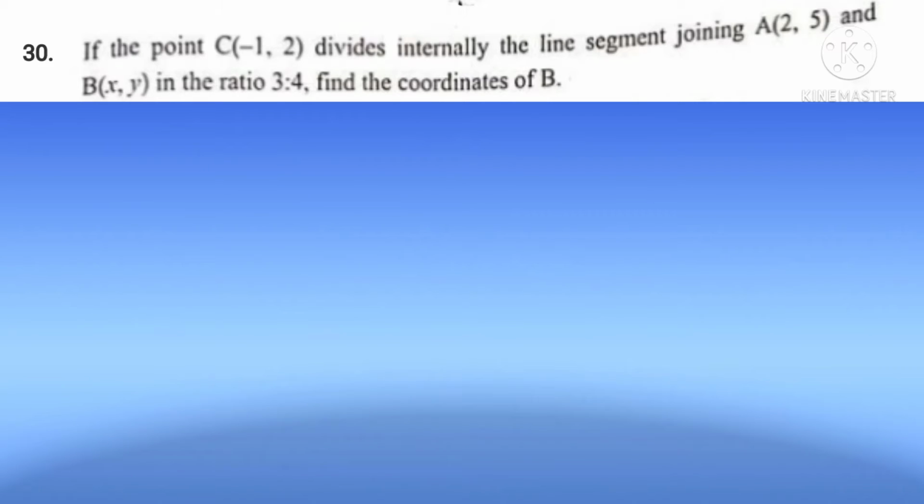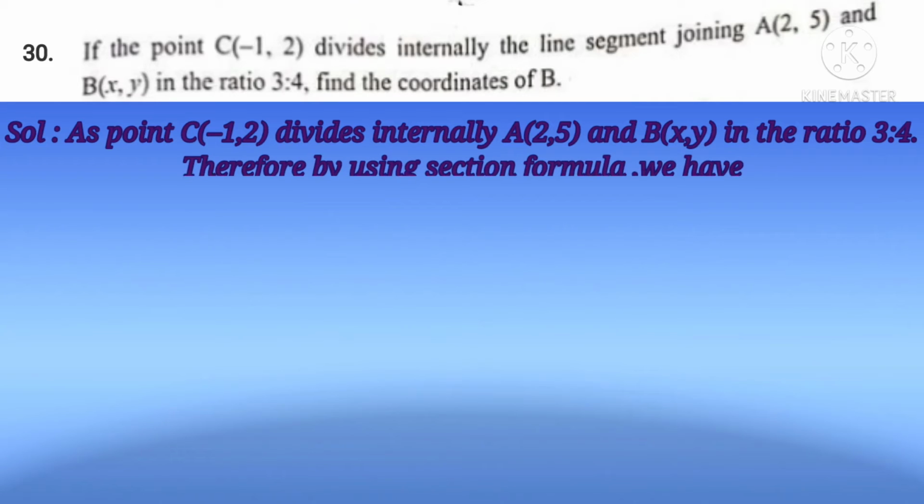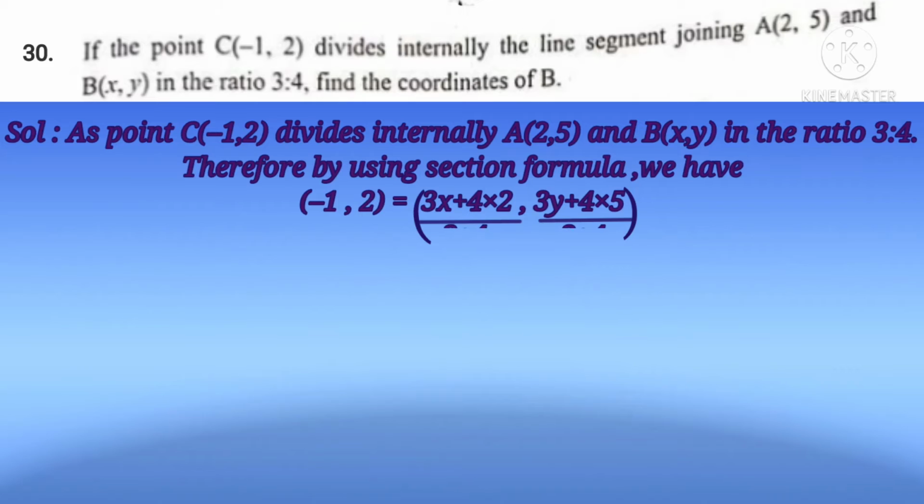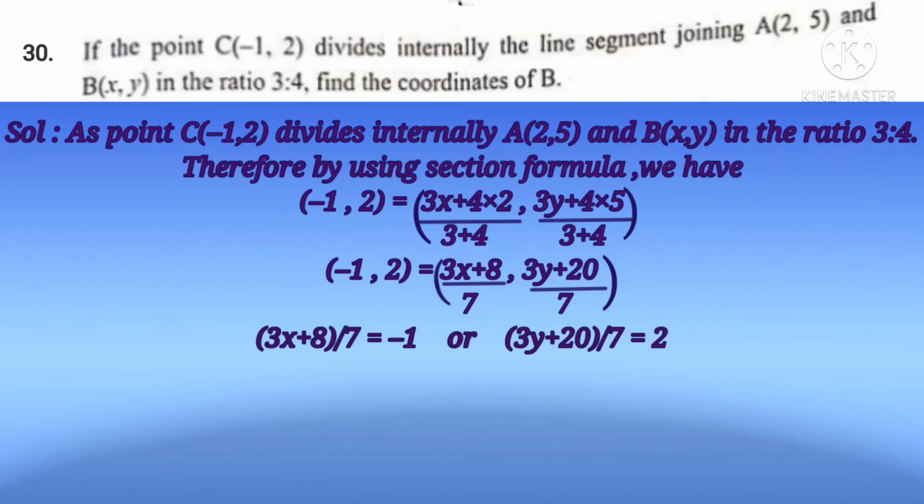If the point C(-1, 2) divides internally the line segment joining A(2, 5) and B(x, y) in the ratio 3:4, find the coordinates of B. As point C(-1, 2) divides internally the segment joining A and B(x, y) in the ratio 3:4, by using the section formula we will write the coordinates of the point here on the left side, and here we will write (m1x2 + m2x1)/(m1 + m2) and (m1y2 + m2y1)/(m1 + m2).